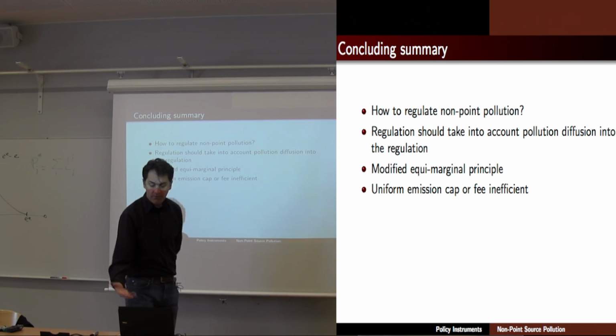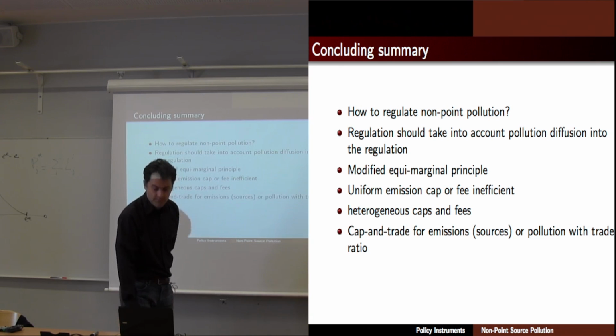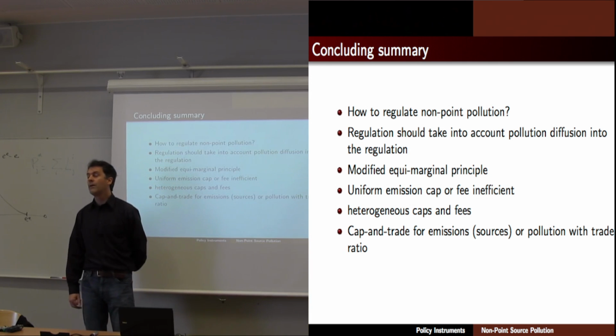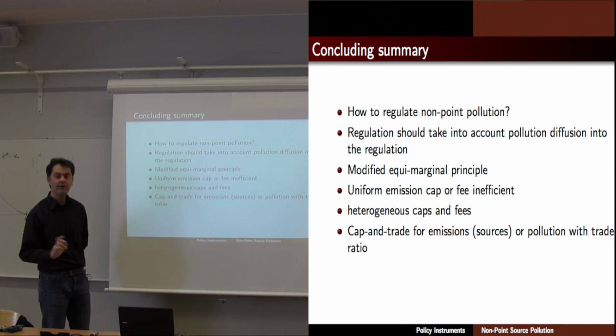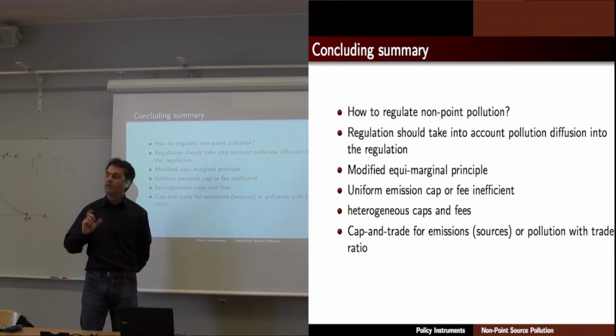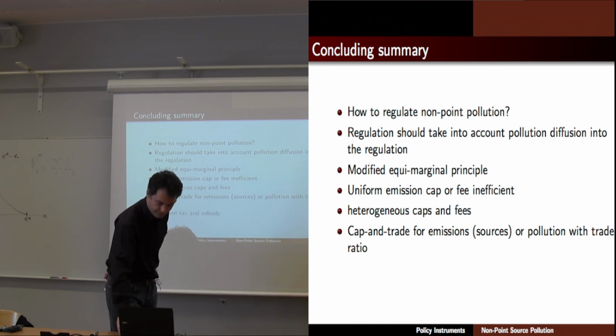If you have a uniform emission cap or emission fee, you don't have something efficient. You should have heterogeneous caps or fees. You can imagine a cap and trade system, either for pollution concentration or for emissions, but it will be quite complex. For instance, if you have a cap and trade system for emissions, you should have a trade ratio that tells you how much each polluter could exchange its own emission reduction with another polluter.